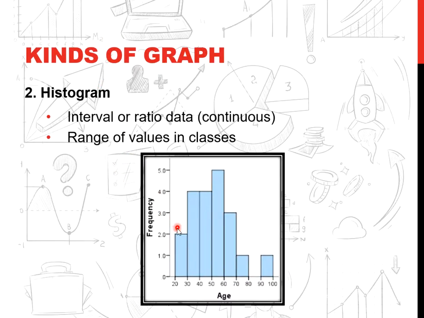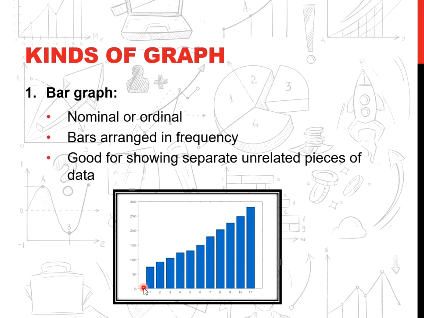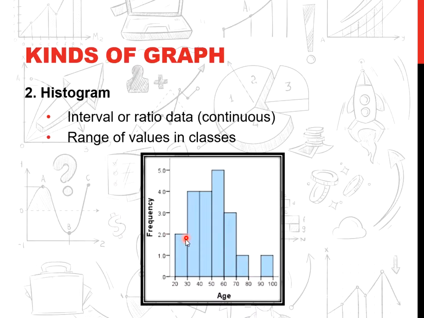Next, histogram. So, ang pinagkaiba ng histogram sa ating bar graph, ang bar graph may konting space. Tingnan dito, may bungi siya. May space siya. Pag histogram, kadugtong siya mismo. Yan, dikit-dikit. Interval ratio or continuous data, range of values in classes. Yan. So, magkakadugtong siya.